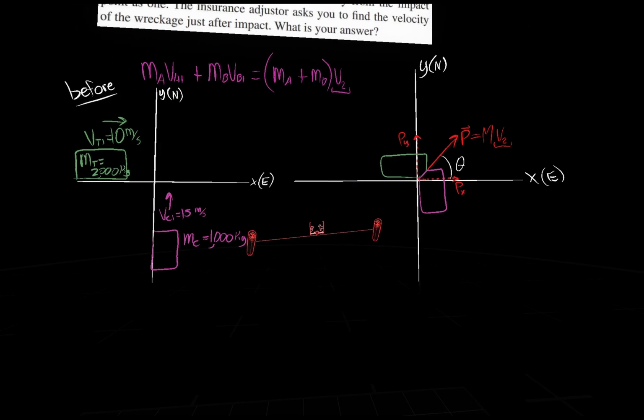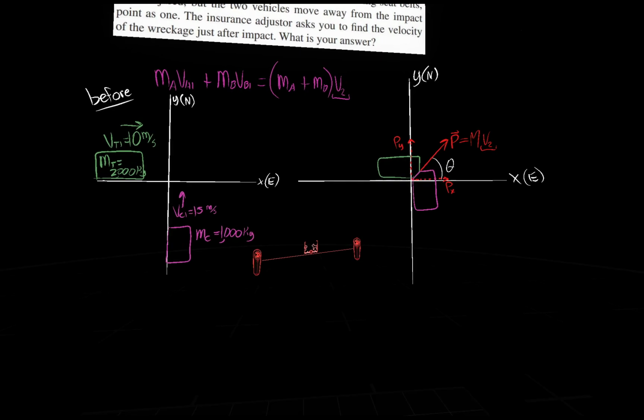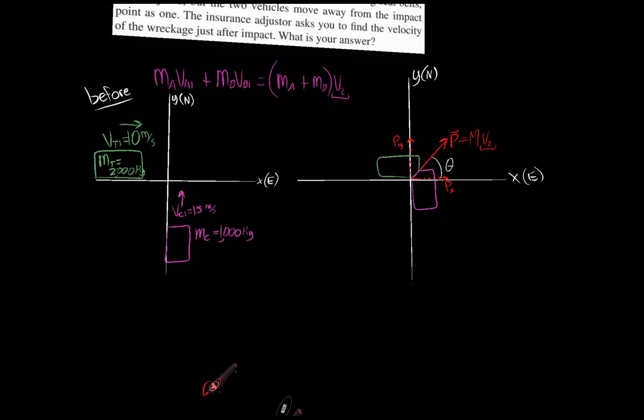Just like we learned with projectiles and the motion in x and y for projectiles, the motion in the x direction is completely independent of motion in the y direction. This means that the momentum in the x direction before the collision is the same as the momentum in the x direction after the collision. And same for y as well.